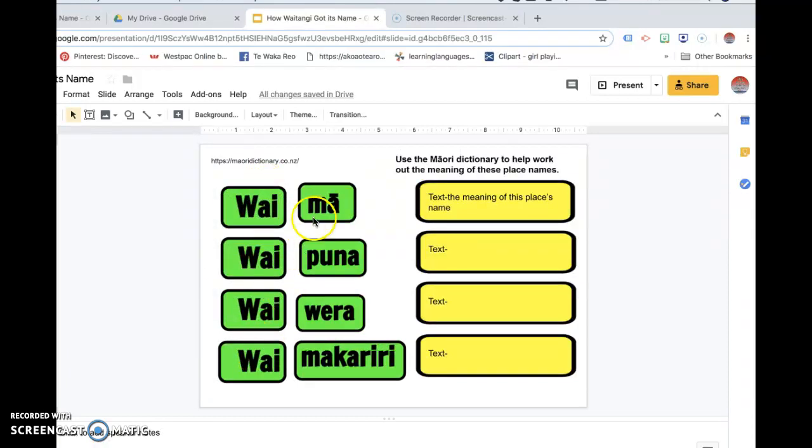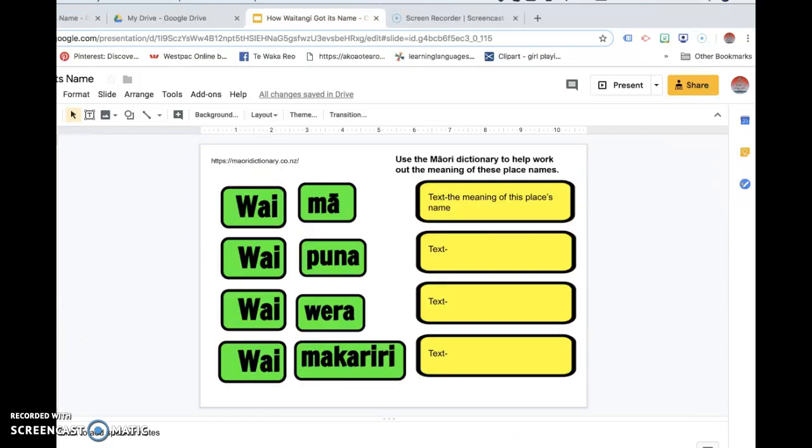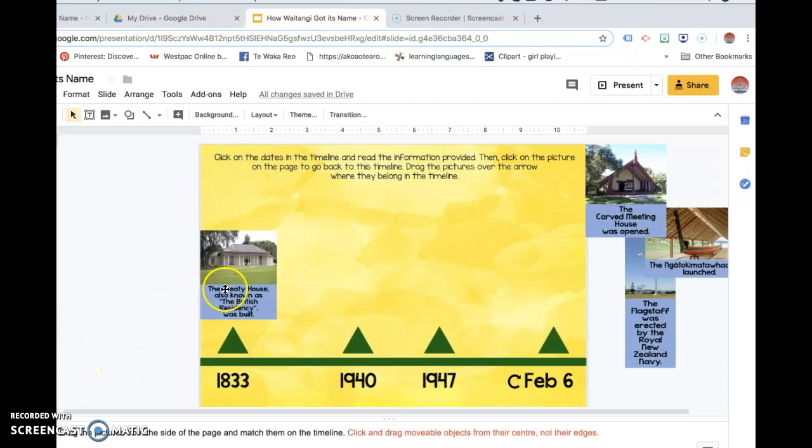Wai means water, and we've got these other words, mā, puna, oera, makariri. So those are all place names. The tamariki can look in the Māori dictionary, and then when they've looked up these words, they can write the meaning of that place, or what they think it could mean, or what they think may have happened there, so that's how they got their names.